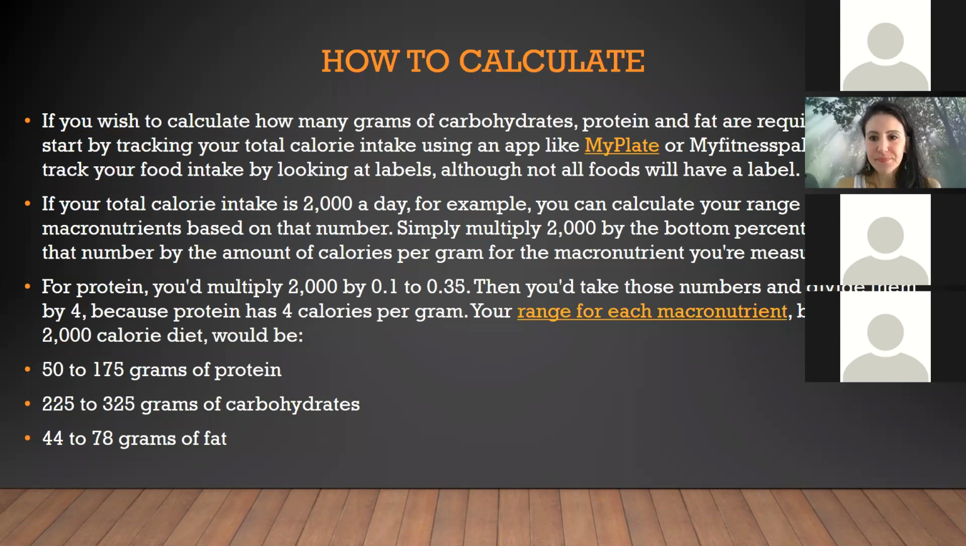So for example, if it was a 2,000 calorie a day diet, then you would take the percent, then divide the number by the amount of calories per gram. So remember, carbohydrate is 4 calories per gram, protein is the same, and then fat is 9 calories per gram. So this would be an example of the ranges based on a 2,000 calorie diet. So it's a pretty big range.